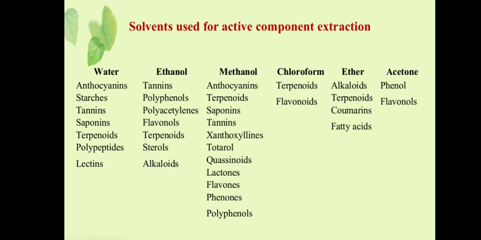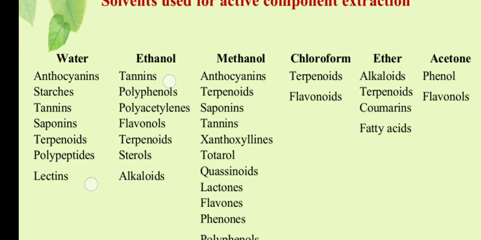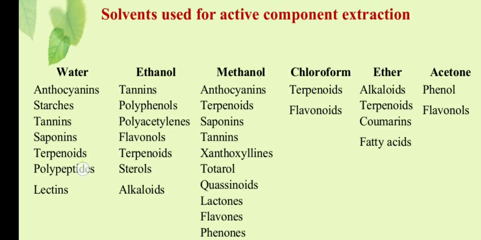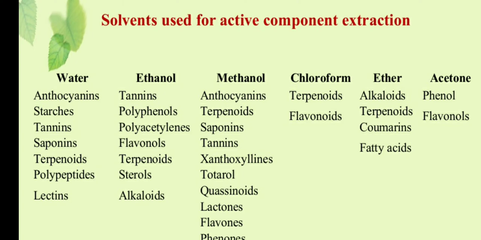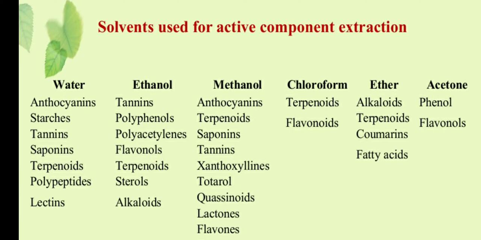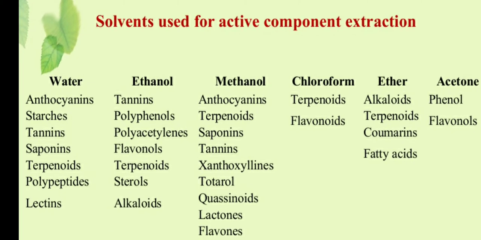This is the list of solvents used for extraction of active components: water, ethanol, methanol, chloroform, ether, and acetone. With water as the solvent, we can extract anthocyanin, starch, tannin, saponin, terpenoids, polypeptides, and lectins. With ethanol, we can isolate tannin, polyphenols, polyacetylene, flavonoids, terpenoids, steroids, and alkaloids.